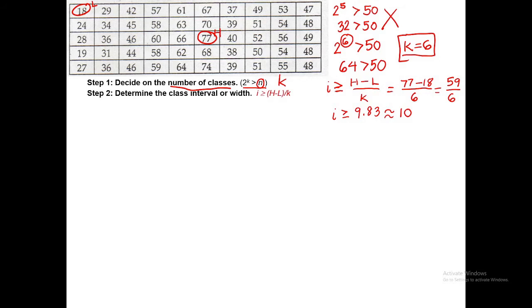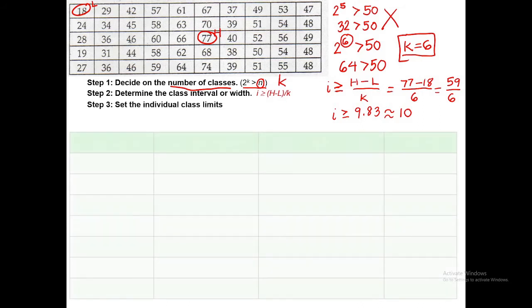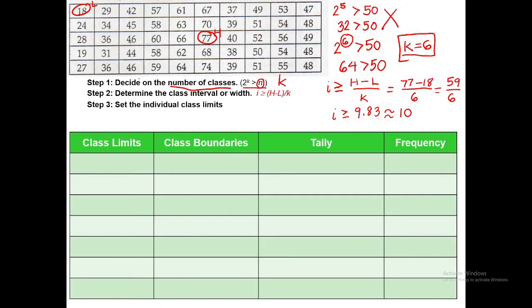Now, to start with, let us set the individual class limits. This will be our table. Let's start with the first column. Again, what is the lowest score? 18. You begin with 18. Then, start adding. What is 18 plus 10? 28. 28 plus 10 is 38. 38 plus 10.